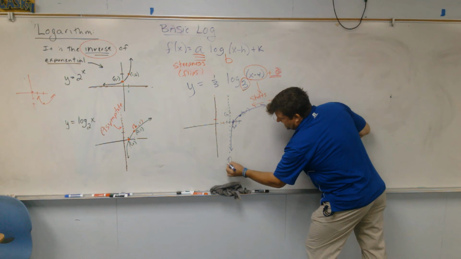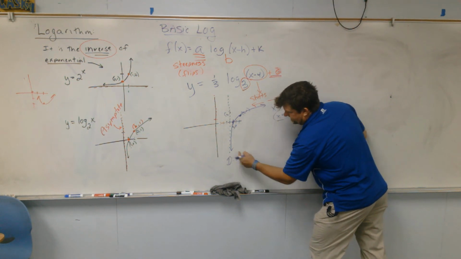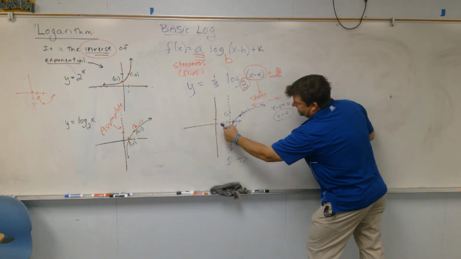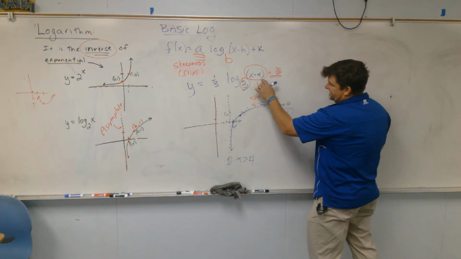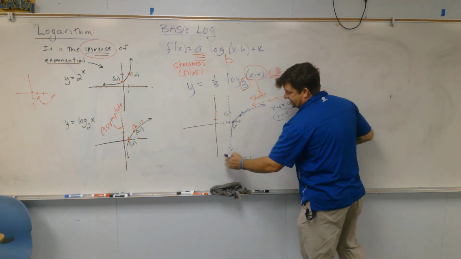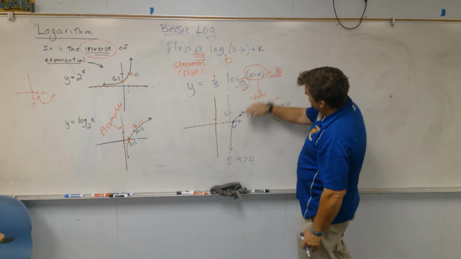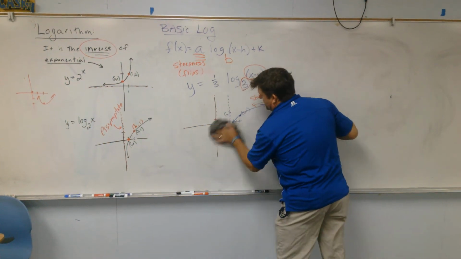My domain is anything to the right of what I reset it at, 4. 1, 2, 3, 4. So h gives us where our domain starts and ends, okay? So that's what our domain is. Our range is still all real numbers. It goes on forever in both directions. Let me give you another little video.